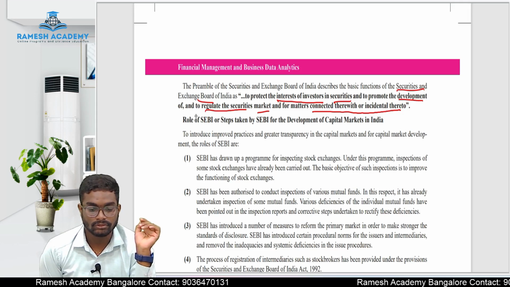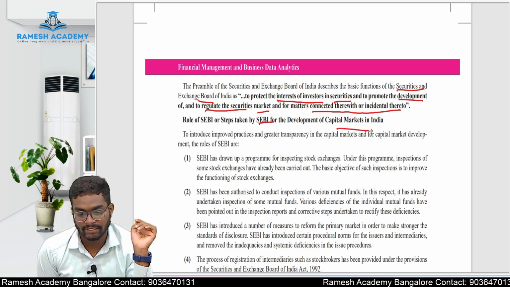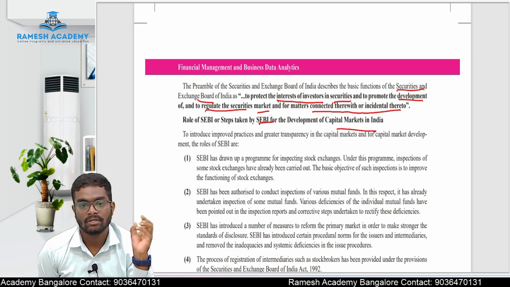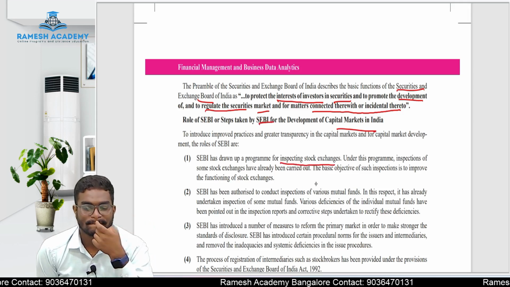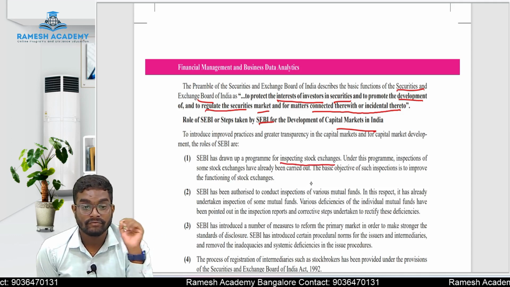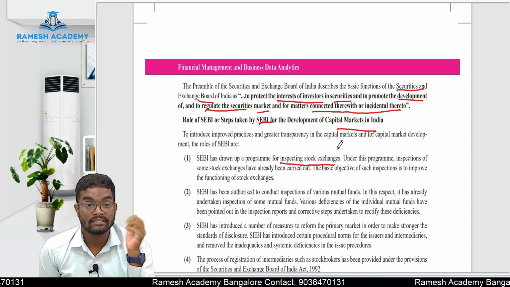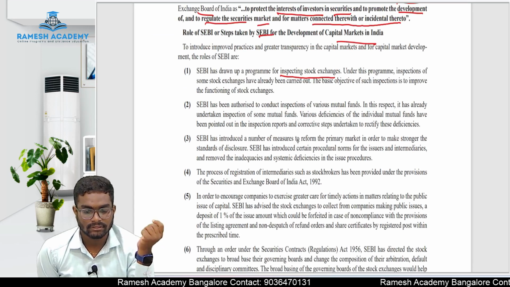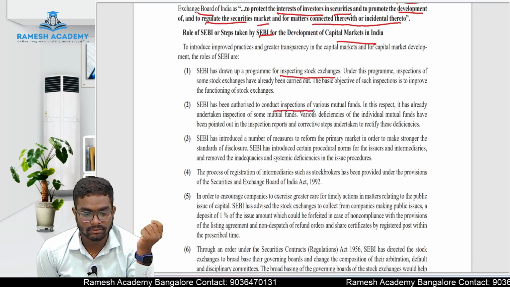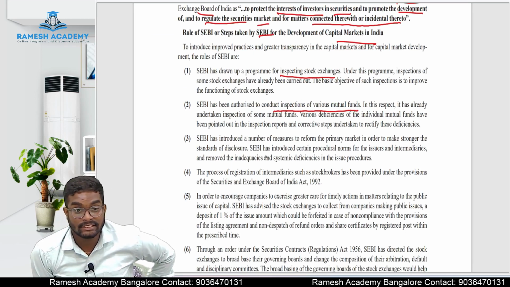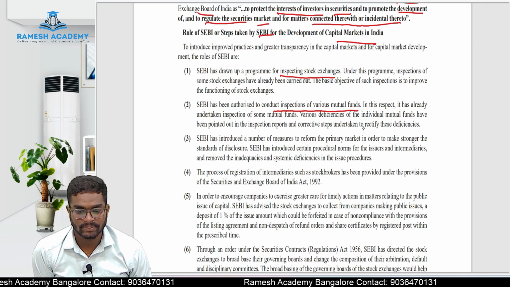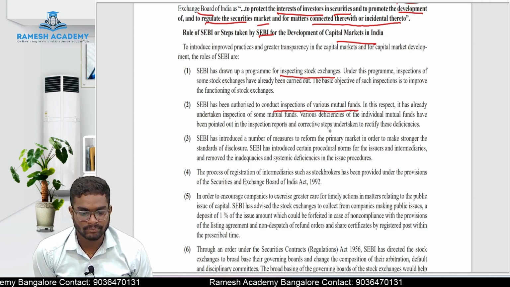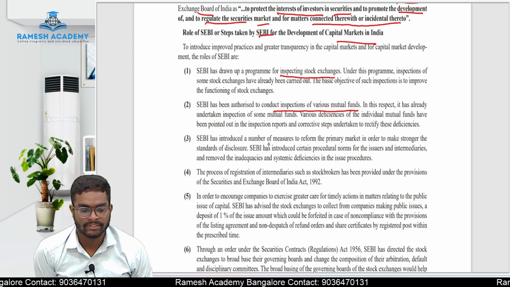So the role of SEBI, or steps taken by SEBI for development of the capital market. First, they will be inspecting the stock exchanges, because there are chances of insider trading, etc. Then inspection of mutual funds. Inspection of some mutual funds has already been undertaken. Various deficiencies of individual mutual funds have been pointed out in the inspection reports and corrective steps have been undertaken.